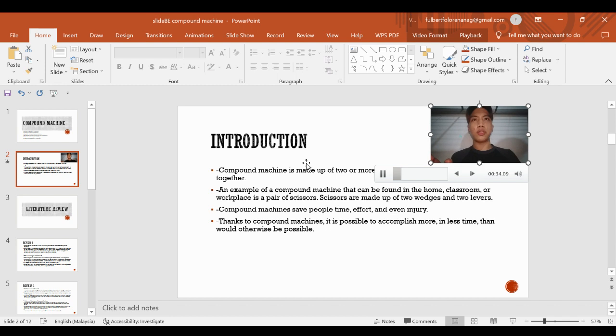Compound machines save people time, effort, and even injury. Thanks to compound machines, it is possible to accomplish more in less time than would otherwise be possible.